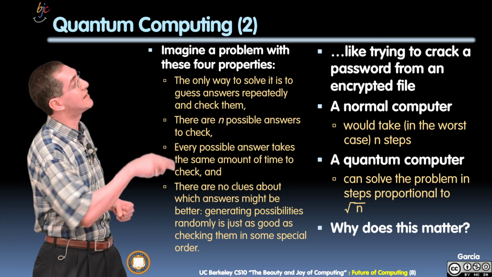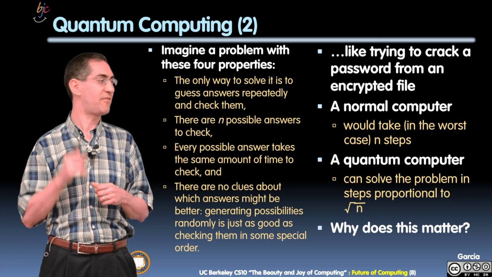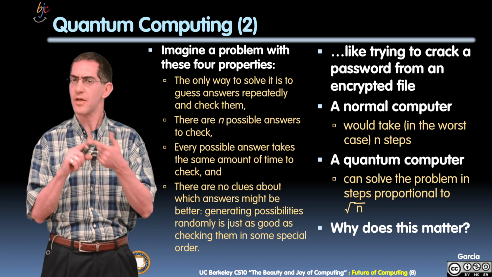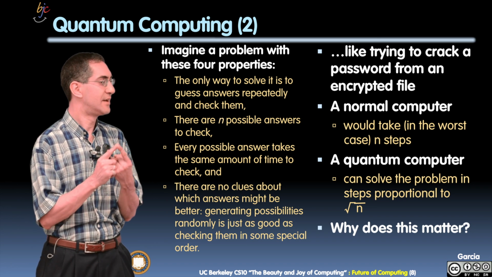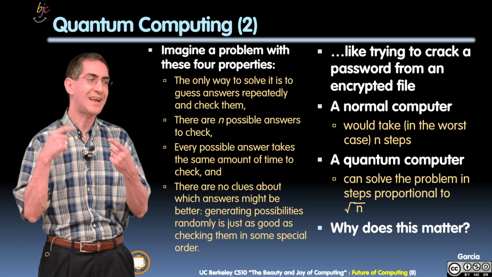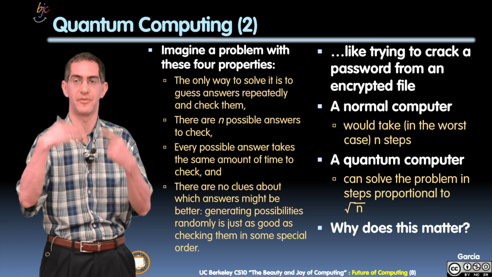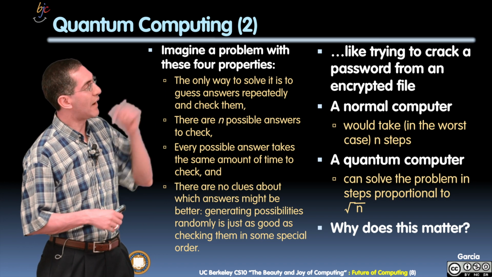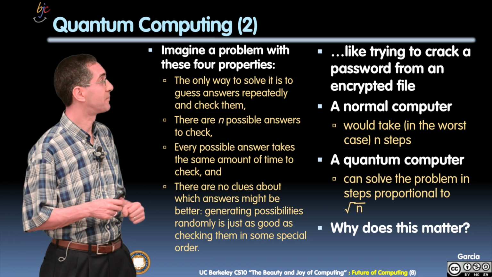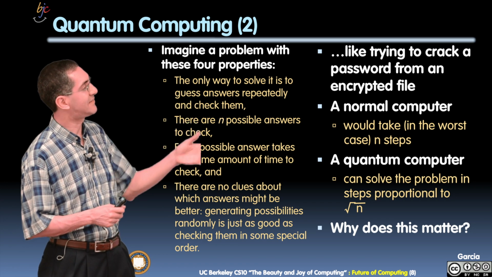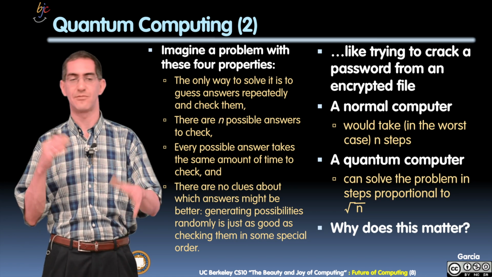So here is an interesting point. Imagine you have a problem that has these 4 critical properties. Number 1, the only way to solve it is to guess answers repeatedly, meaning you can't get any information from the wrong answer you just guessed. So there's no information you get from a wrong answer. There are n possible answers to check. Each answer takes the same amount of time to check. And, as I said, there are no clues at all about which answer might be better or worse.